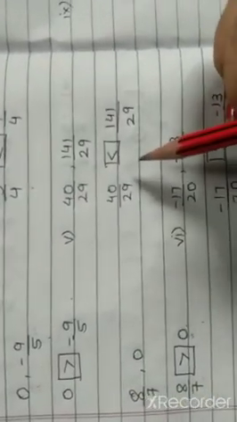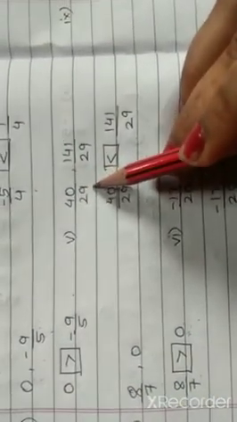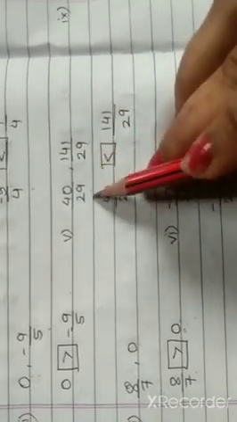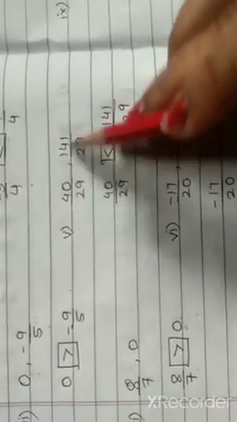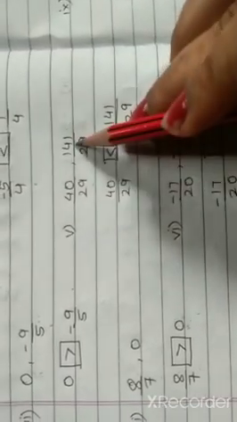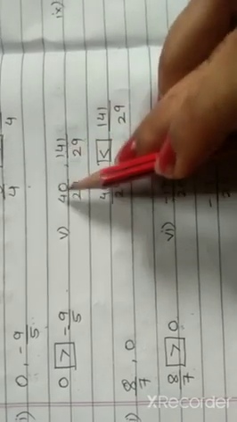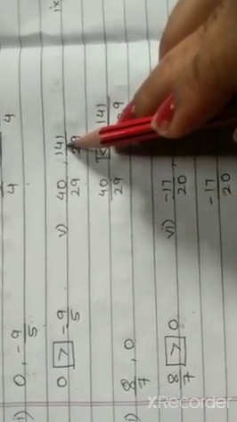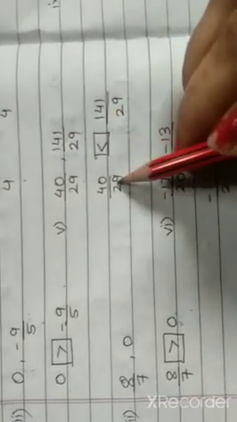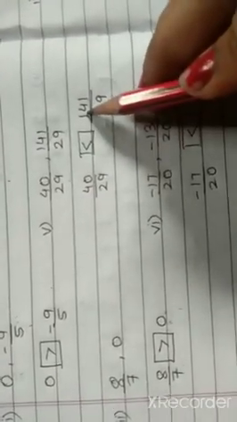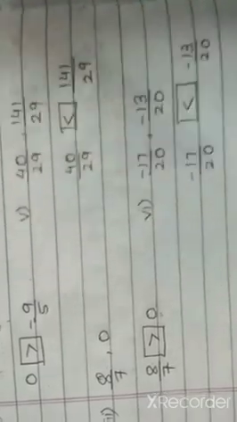Again moving to the fifth sum, the question is 40 upon 29 and 141 upon 29. Again the base is the same, so we can only look at the numerator, the upper part of the fraction. So between 40 and 141, the number which is greater is 141. So directly we can solve this. That is, 40 is smaller and 141 is greater. So 40 upon 29 is smaller and 141 upon 29 is greater.